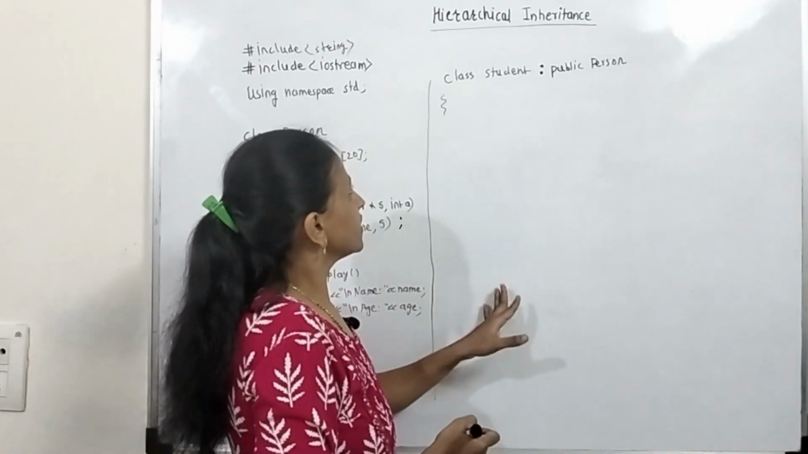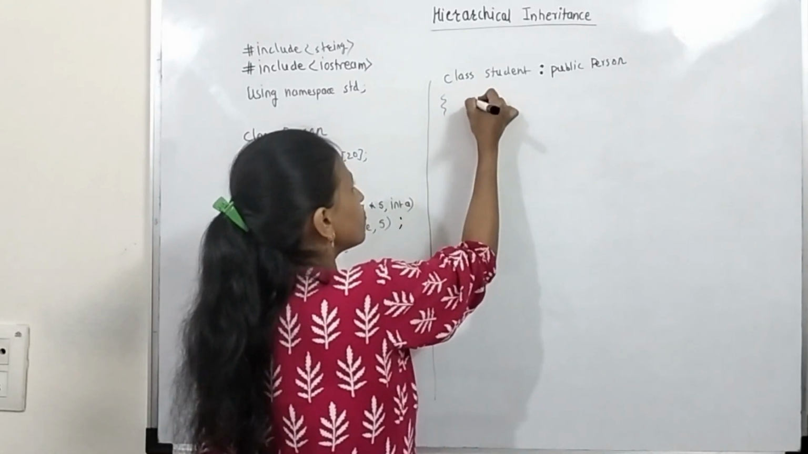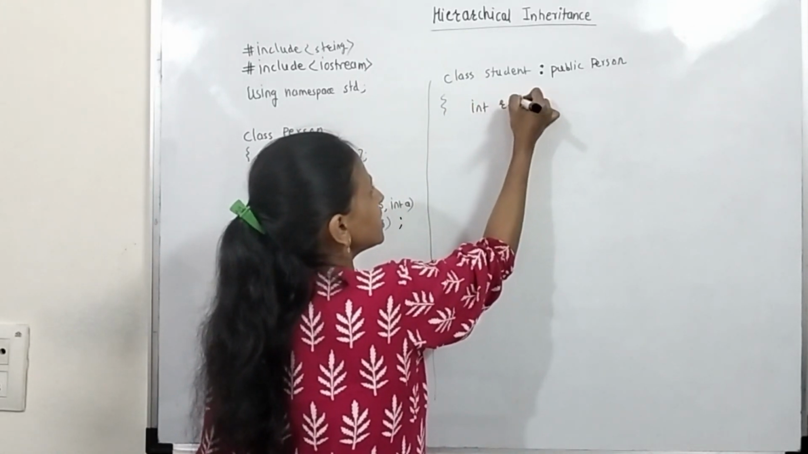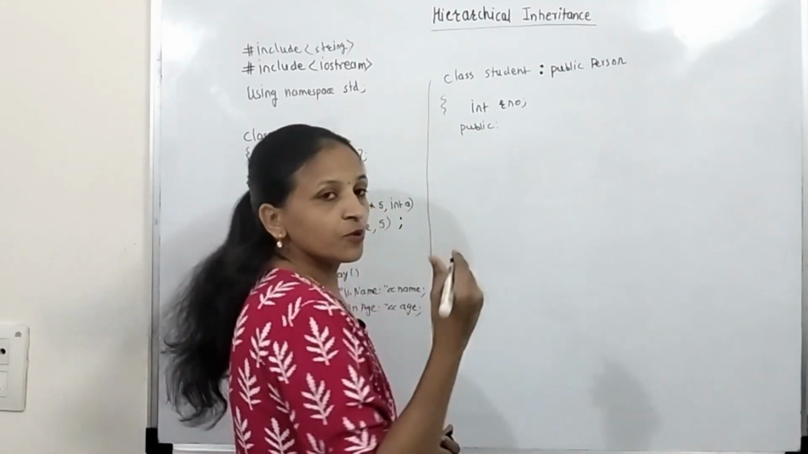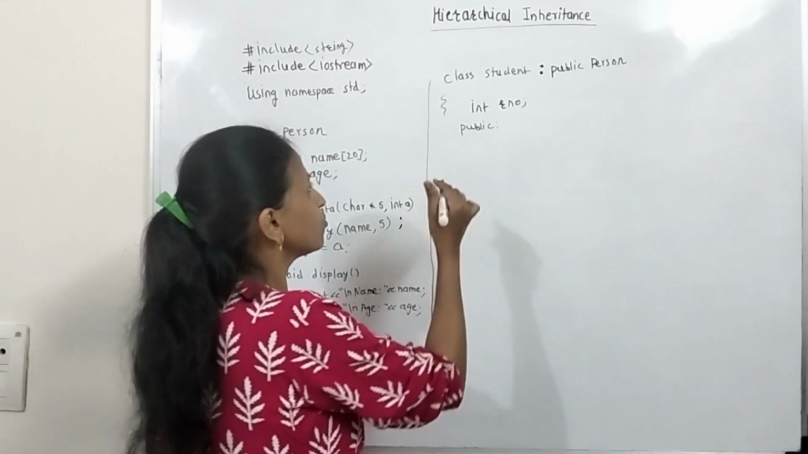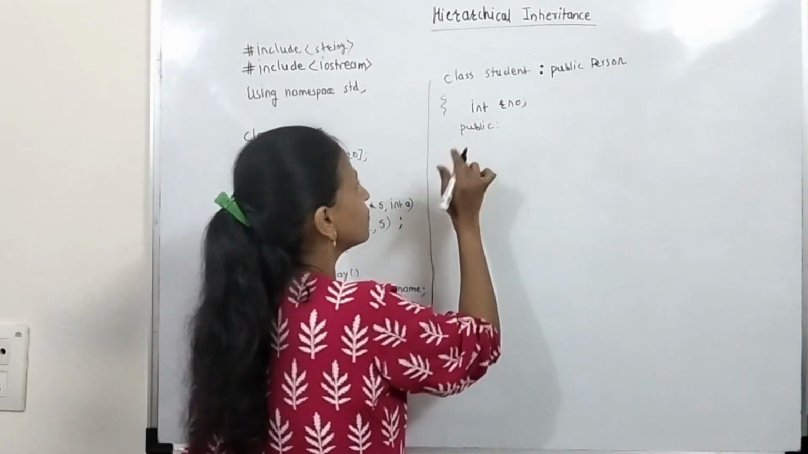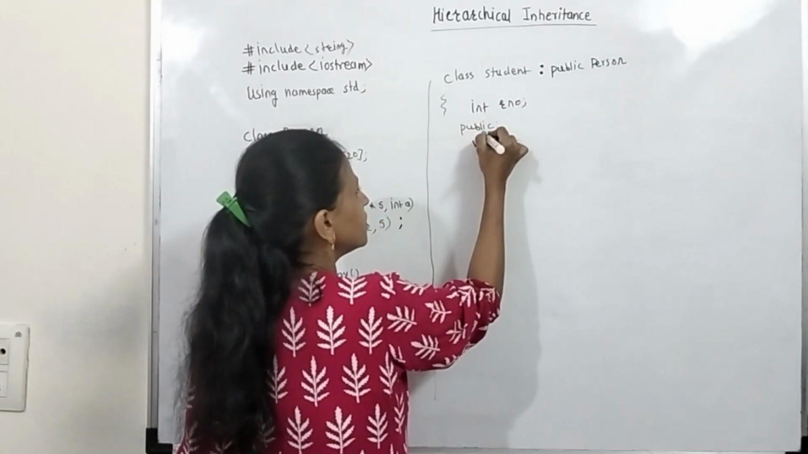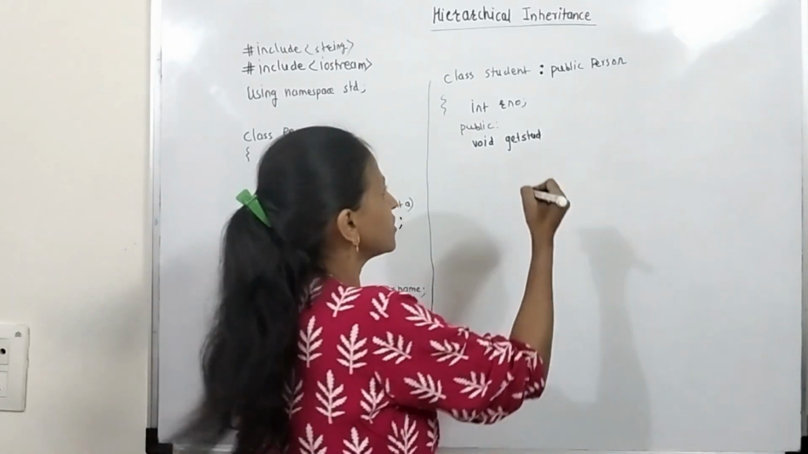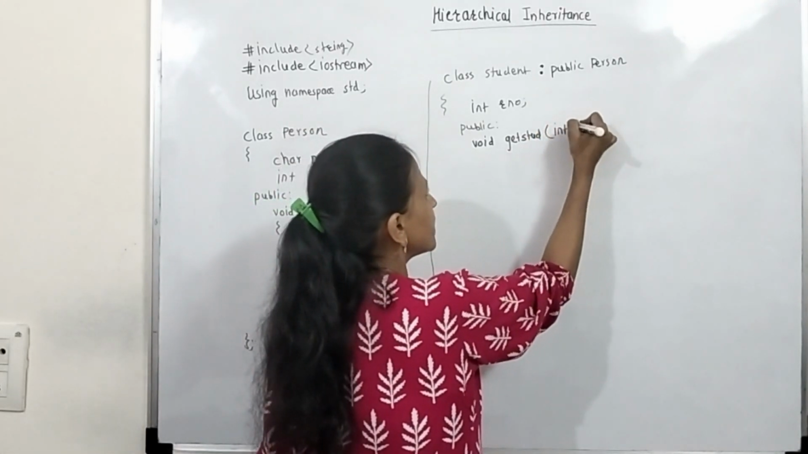Okay, now here inside student class we will write only roll number. You can write other details also. Okay, now inside public section we have to write get roll number and put roll number, or get student, put student. In this way you can write, see, void. Okay, this is the name of the member function, and here we have to pass roll number, let r.